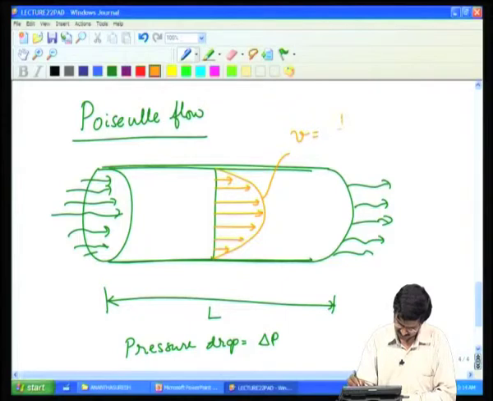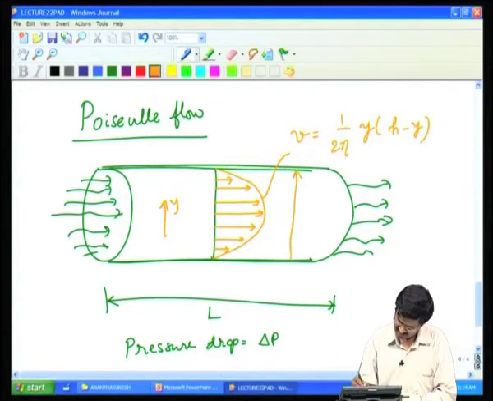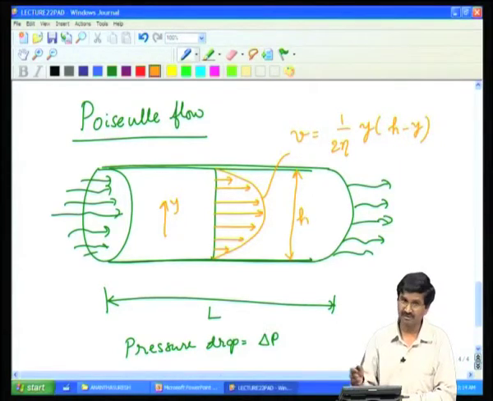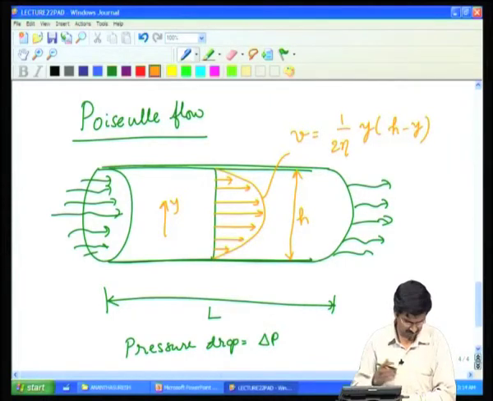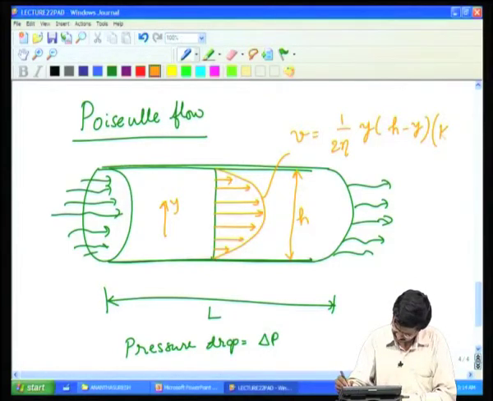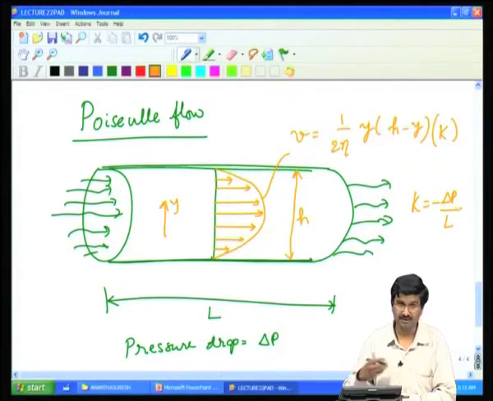It will be 1 over 2 eta times y, again this is our y axis, times h minus y, where h is the hydraulic diameter of this flow. For a circular pipe, it is just h. For other cross sections, it is the equivalent hydraulic diameter. Then h minus y times the pressure gradient, which is written as minus delta p by L. This is the pressure drop. So, that is how you put in this equation, you get this.